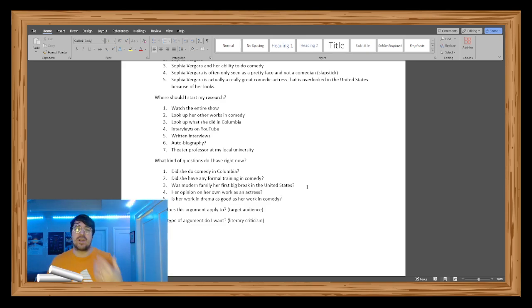You want to have questions. What are you looking for in this research, right? You want to have things that you're aiming towards, because if you just look up what she did in Colombia, you can go a million different places.